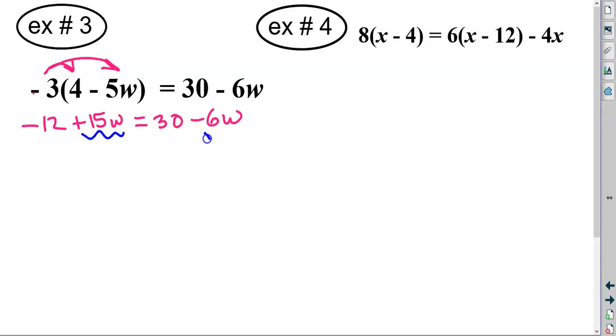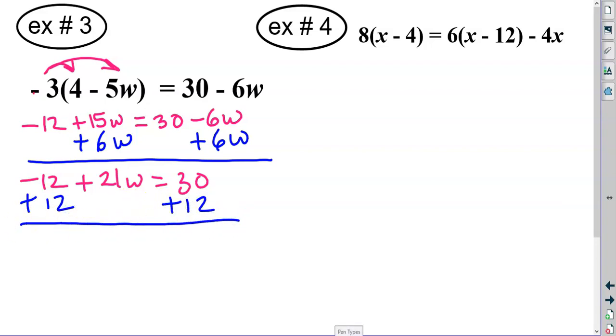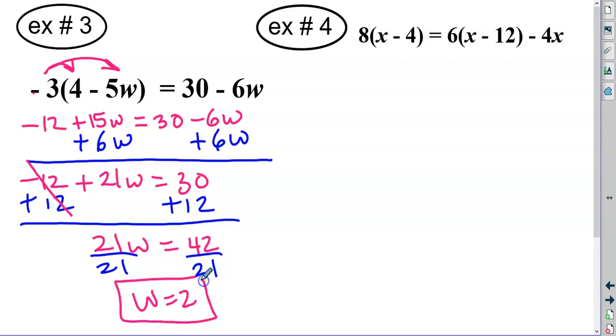Now, I do see some like terms here with my w's, but they're on different sides of the equal sign. So I can't combine them together yet. I have to use an inverse operation. And it doesn't matter which of these w's I take the opposite of. It doesn't matter as long as they're on the same side together. So I prefer my variables on the left, so I'm going to choose to take the opposite of 6w. Here, negative 6w, the opposite is positive 6w. And now I'm going to move my constant to the right. That wasn't so bad.